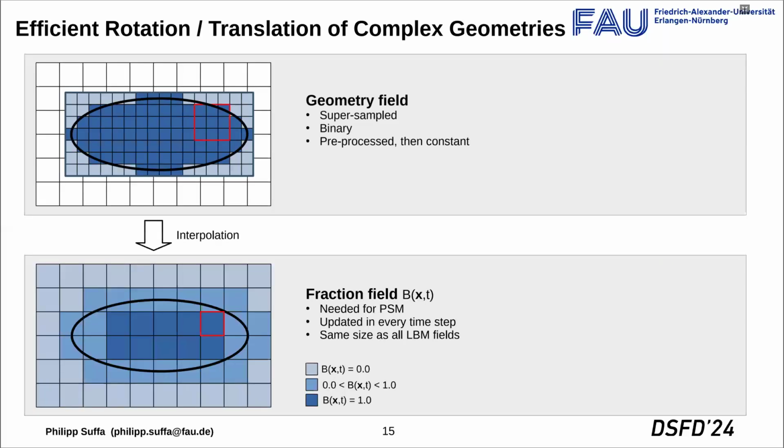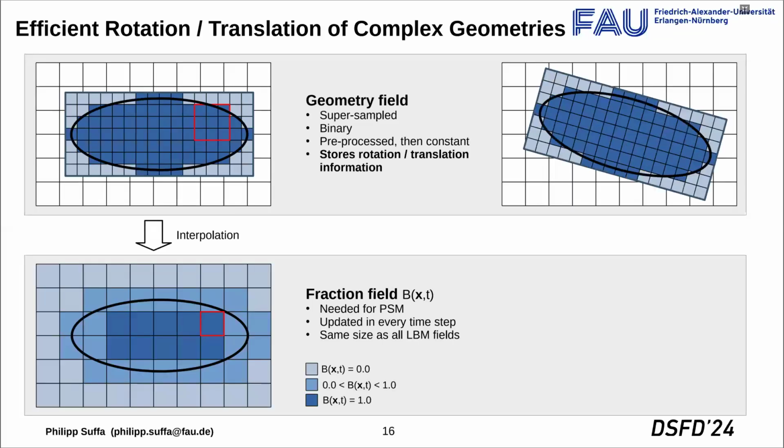So what we want to have is the fraction field for the PSM. That means that we have to interpolate from the geometry field to the fraction field. It means we have some lookup, some mapping from the fraction field to the geometry field, and some simple interpolation. And this you can do in every time step, and it's very efficient, which we see soon.